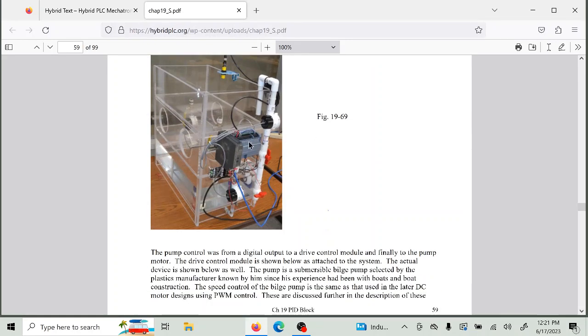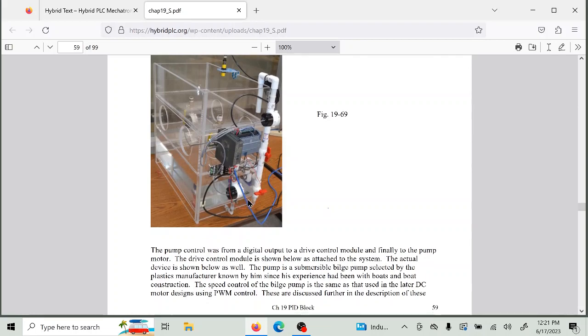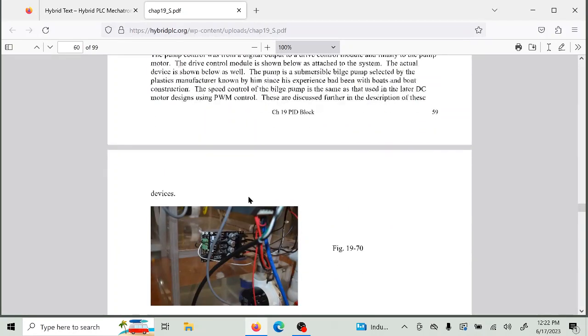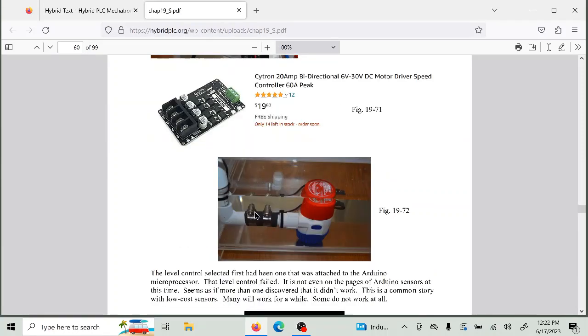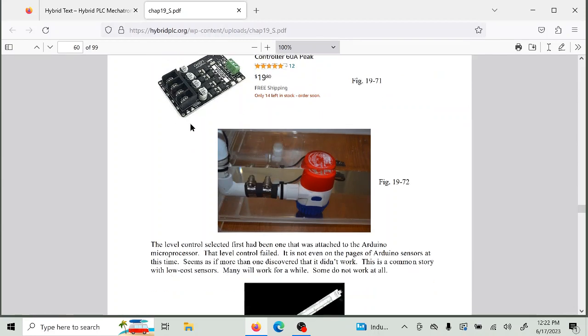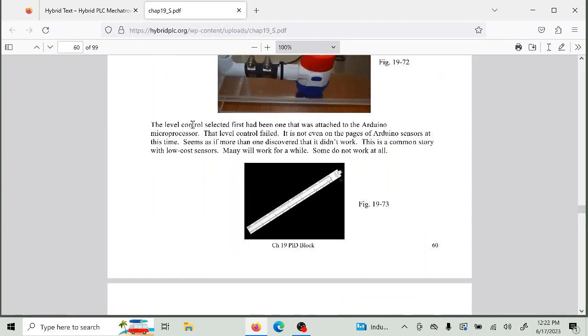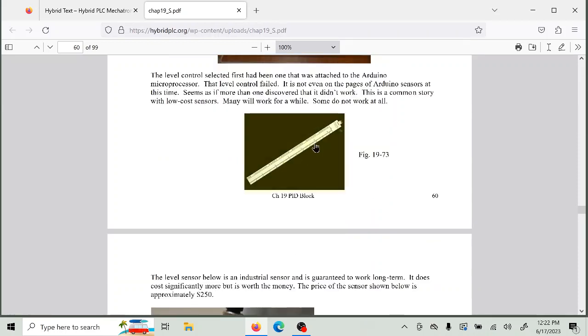So we used the Siemens PLC right here. We also had a bilge pump in the bottom that pumped the water from the bottom up to the top. There's the bilge pump, and there's the controller for the bilge pump. This works off of 24 volts, and we have a 24-volt controller here, and it controls that speed very, very well.